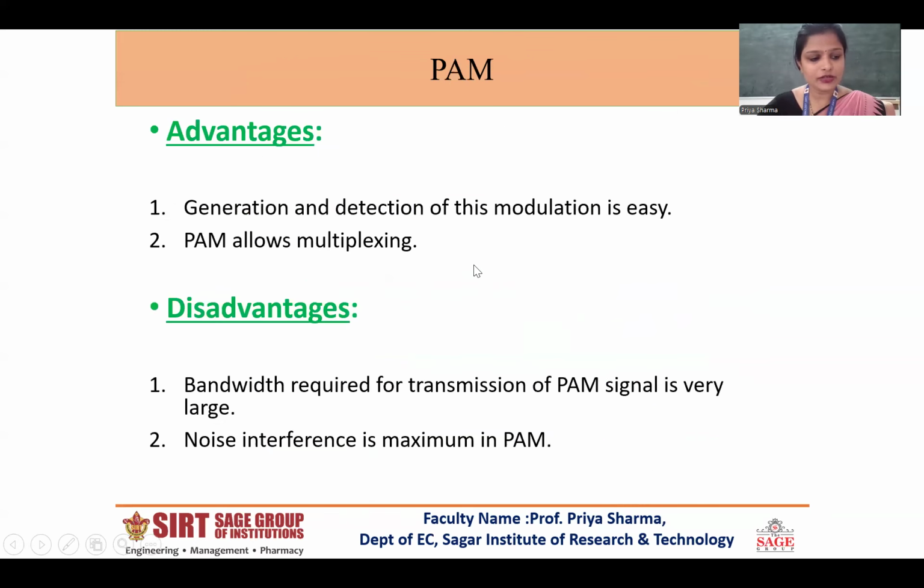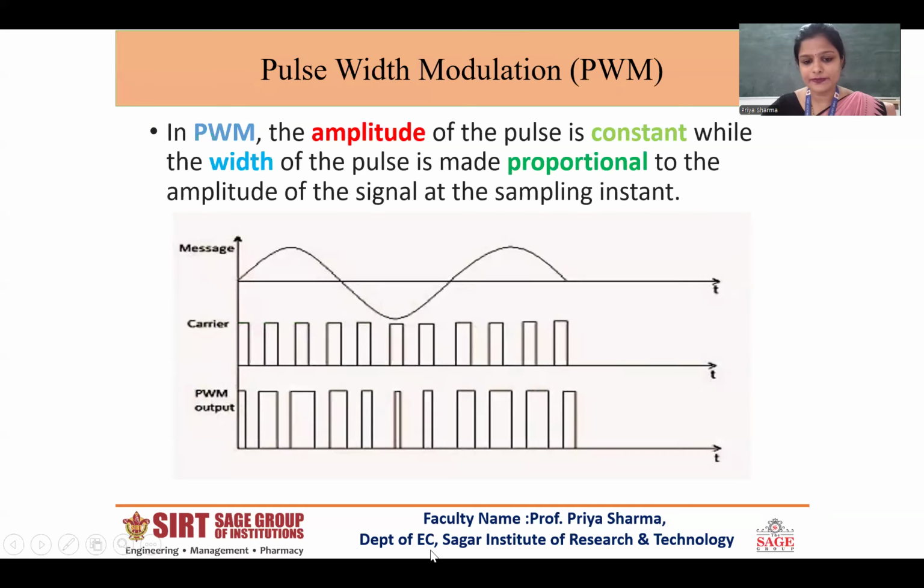What are the advantages of pulse amplitude modulation? The generation and detection of this modulation is easy as sampling is going on, and pulse amplitude modulation allows multiplexing. Basically, time division multiplexing is used here. Disadvantages: the bandwidth required for transmission of PAM signal is very large. Noise interference is very high in PAM because of the aperture effect.